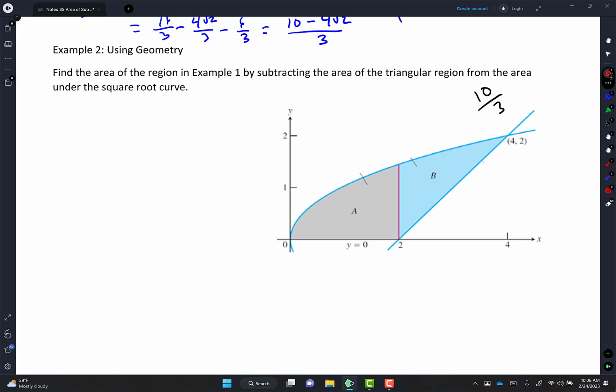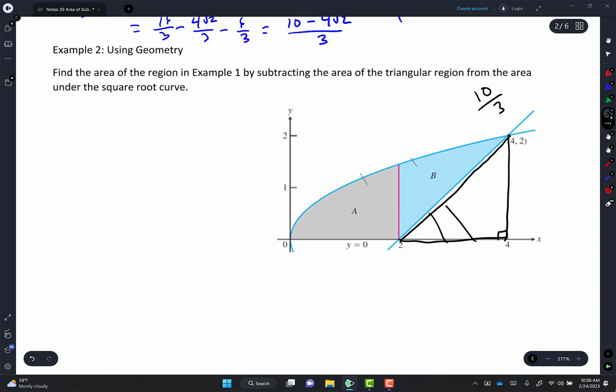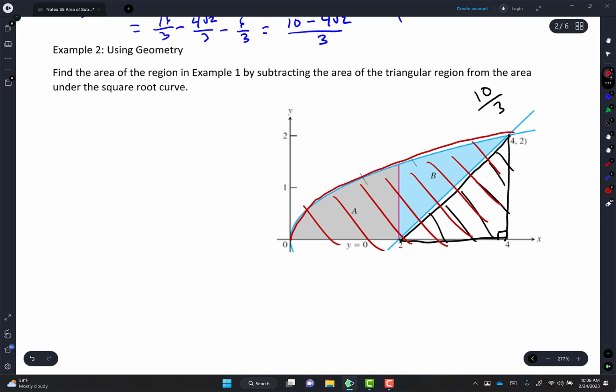Do you see that triangle? I'll write it here for you. I'll put it here in black. Look at this triangle right there. So what they're telling me to do is to just find the area under the square root curve, which I'm going to do in red. Here it is in red. And they're telling me find all this in red, and then just subtract what's in black.